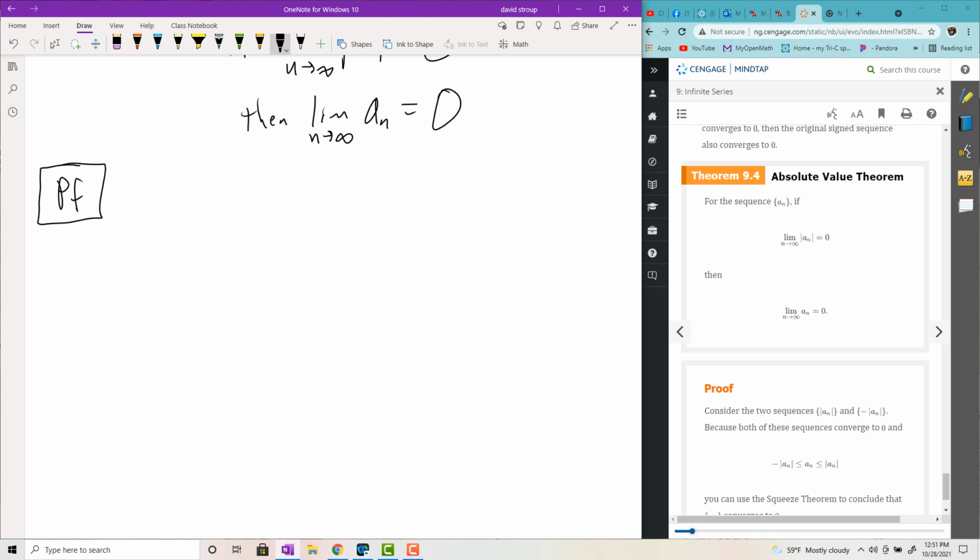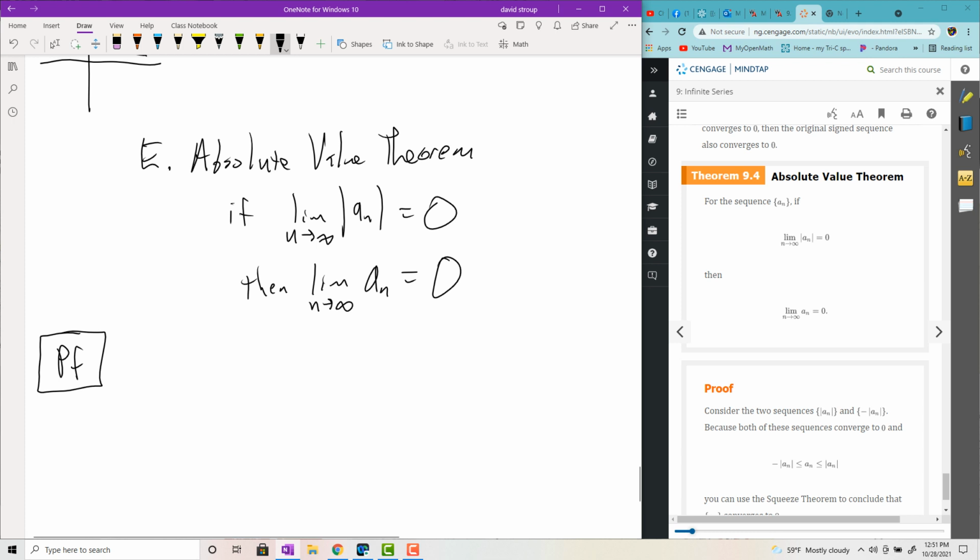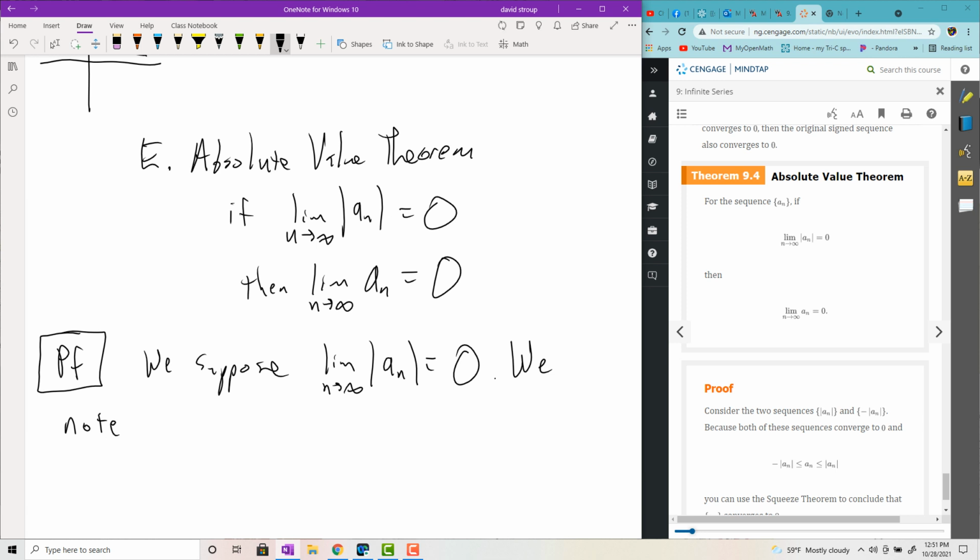So anyways, the proof, right? What are we given? We're given the if part of the statement. So we suppose, you always start your proofs with a supposition of sorts. We suppose the limit as n goes to infinity of this sequence is equal to 0. Okay. Then we note some facts from algebra, anything that you've learned up to this point.